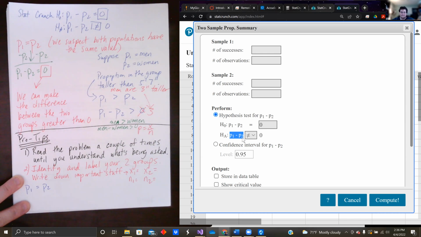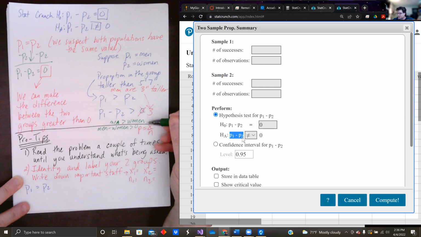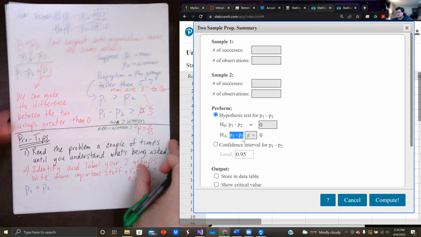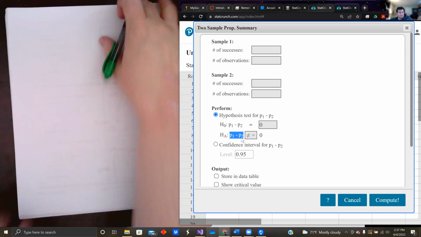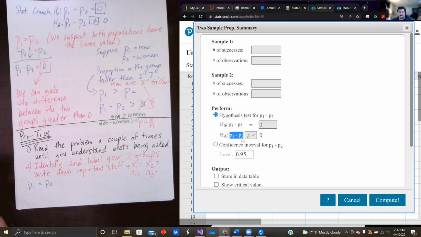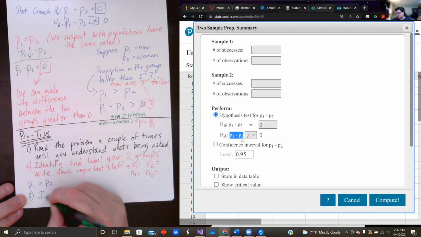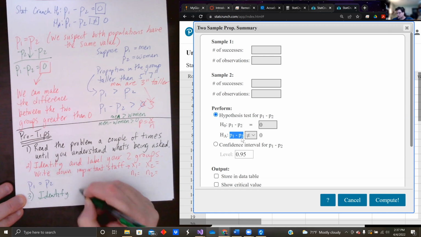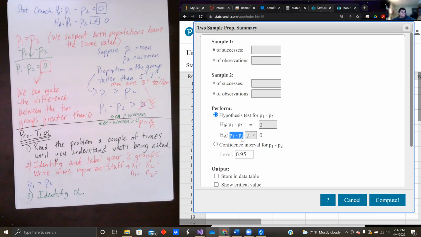Do that here. And I recommend, if one is greater than or less than the other, whatever group they're talking about, write it so the symbols match the wording. I'll show you the difference when we do our first example. I recommend doing it this way, and you'll see why in a second. And then third, make sure you identify alpha while you're looking at the text, so you know where to find it. Write all that down.